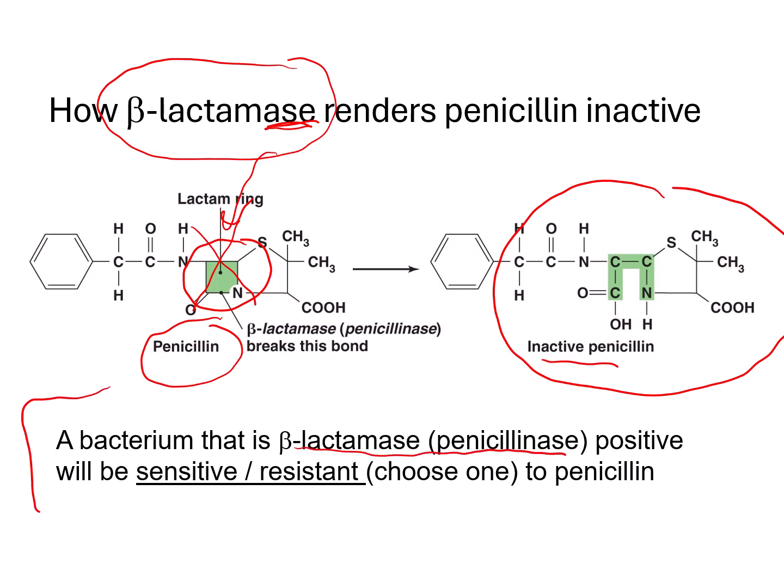So what do you think? A bacterium that is beta-lactamase positive or penicillinase positive, is it going to be sensitive to or resistant to penicillin? It's going to be resistant to penicillin, right? If you're a bacterium and you have this enzyme, you can break down penicillin and it's no longer active. It can't do anything to you. So now you can survive. You are resistant to that antibiotic.